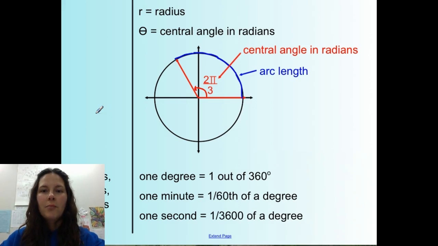So taking a look at our picture, the central angle is marked in red, and in this case, it's an example of a 2 pi over 3 radian angle measure. The arc length is measured in blue. It's the arc created by the central angle. And then, of course, the radius would be from the center to a point on the circle.